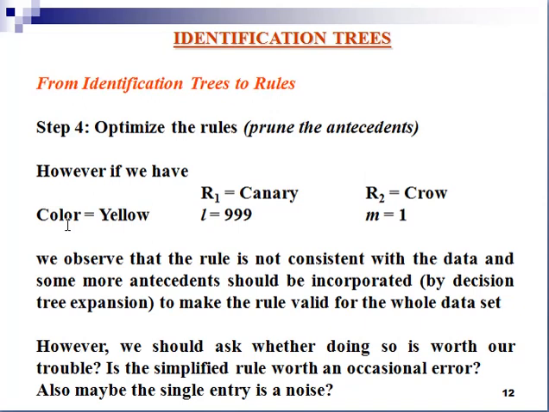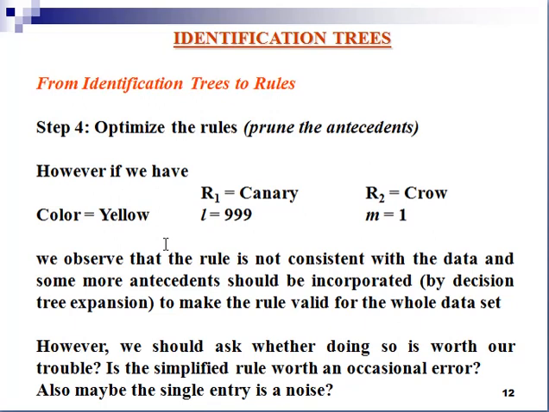Another important thing we observed here is that if the rule is not consistent with the data, then some more antecedents should be incorporated by decision tree expansion to make the rule valid for the whole data set. So there can be cases where some antecedents are not enough and we have to add more antecedents in order to reduce misclassifications. However, we should ask whether doing so is worth our trouble.